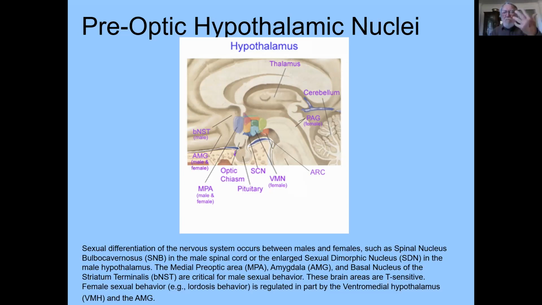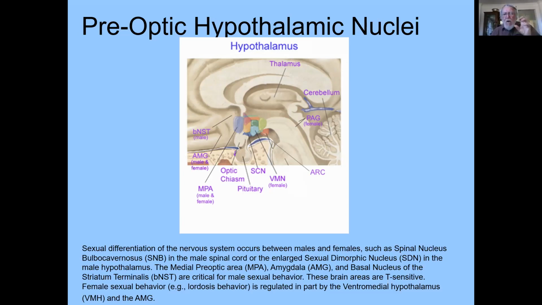But basically, Frank Beach has a beautiful description of sexual behavior. Quote, courtship behavior, followed by mounting behavior, followed by intromission, and then followed by ejaculation. And looking at the underlying neurobiology of this, you can look at the medial preoptic area.